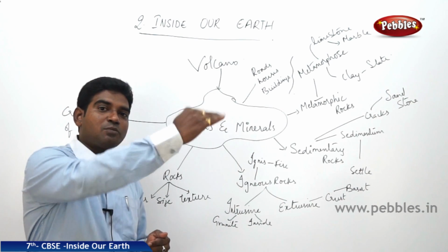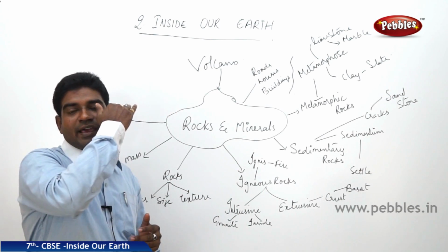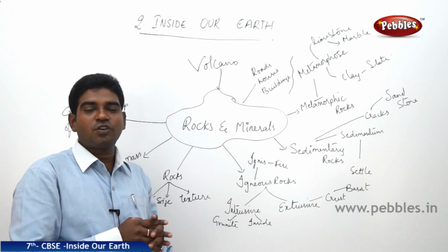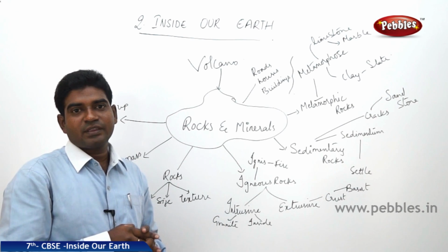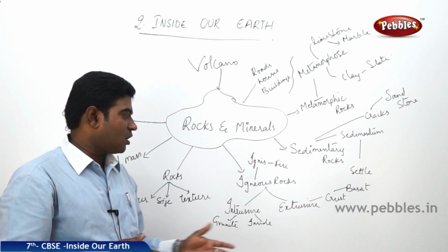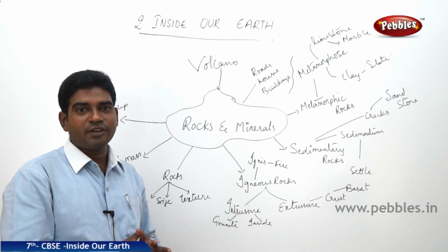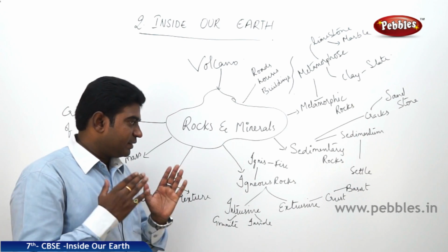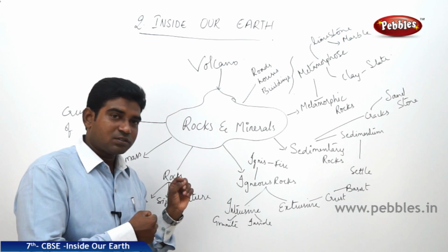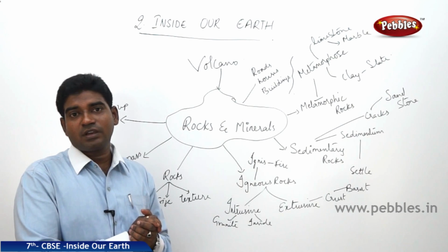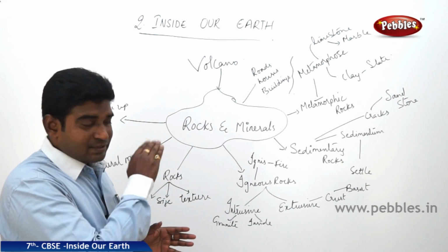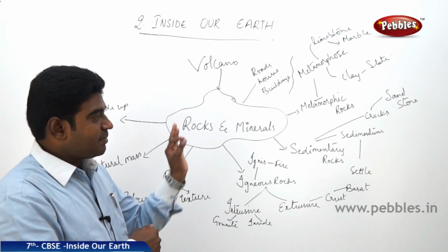When it is found on the uppermost layer of the crust, we call it extrusive rocks. The example for intrusive rocks is granite. Granite can be cut and used for different purposes. We all know granite is very famous. So in the igneous rocks, we have two types again: one is intrusive rocks, the other is extrusive rocks. And coming to the next one, the second category, that is sedimentary rocks.